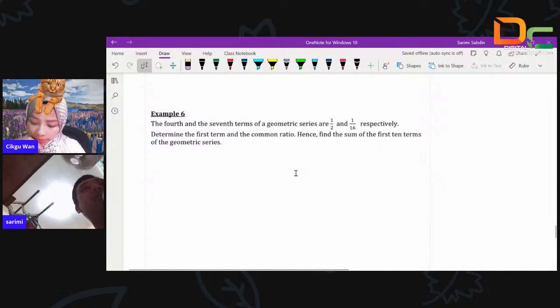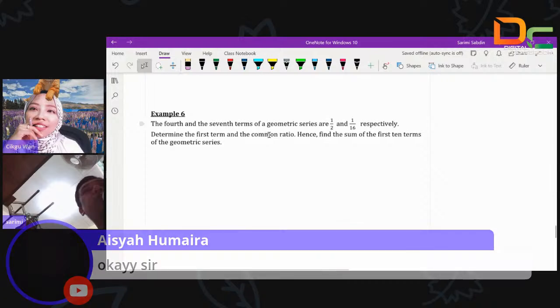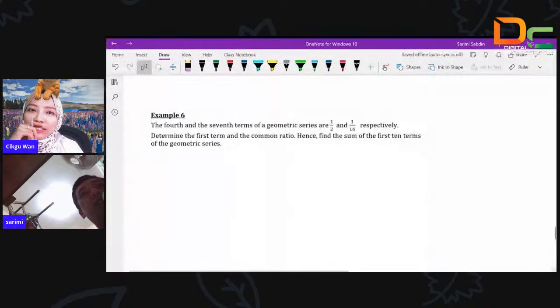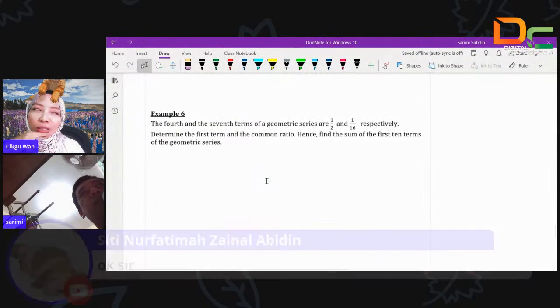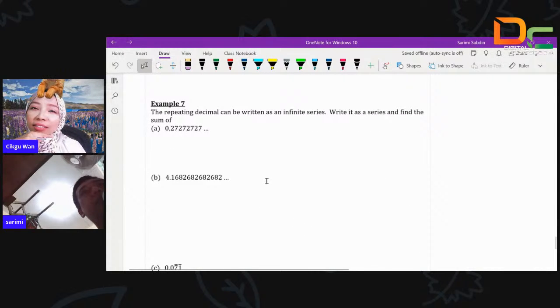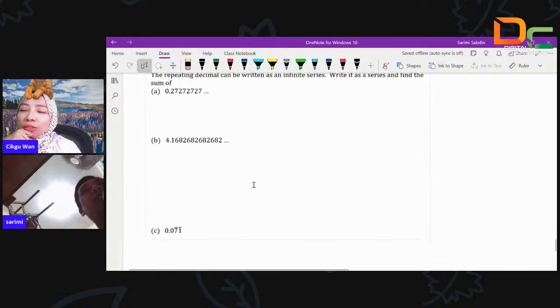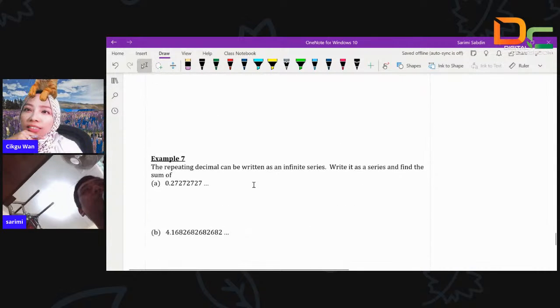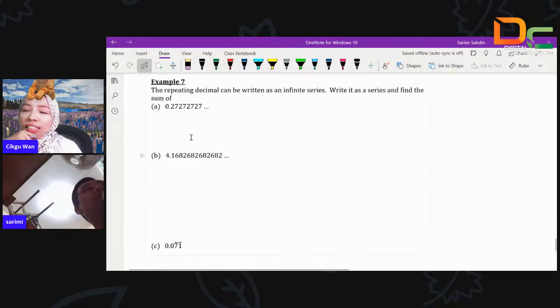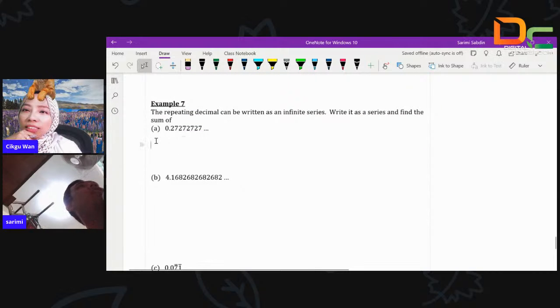Okay, kita tengok example 6. Okay, the fourth and the seventh term of a geometric series are 1 over 2 and 1 over 16, respectively. Determine the first term and the common ratio. Mungkin ini boleh yang terakhir before I take over for the application, because otherwise the application quite tough kan. Application ni. This is application already. So macam mana nak skip ke 7 terus? Yes, I think better yang ni, this one. Okay. Using the S infinity. Okay, maybe try 1 or 2 question.